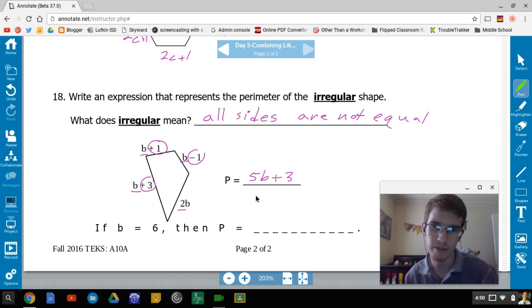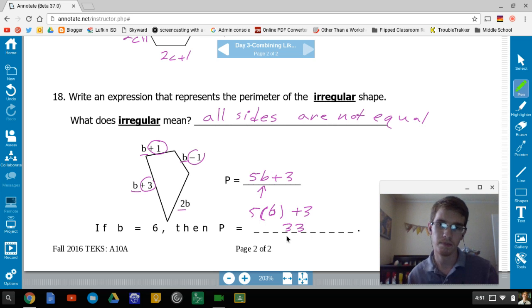That means instead of a B right there, we put in a 6. So 5 times 6 plus 3. Well, 5 times 6 is 30. So this should be 33. Then the perimeter is 33.